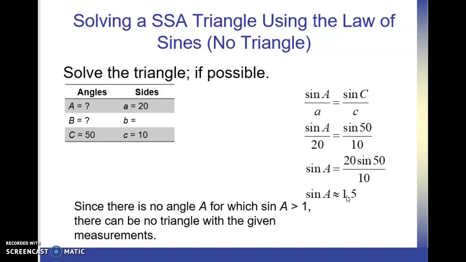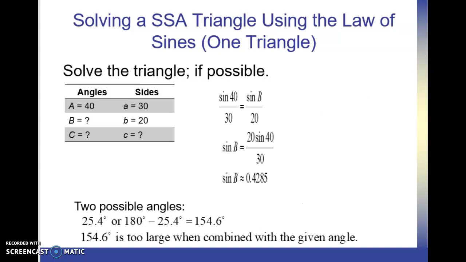Well, 1.5 is greater than 1, so that means that though we have three angles and three sides, this is not a triangle. So we're finished. We cannot solve this triangle because it does not exist. In other words, the measures of all three angles would be greater than 180. It just would not be a triangle because that sine, again, is greater than 1.